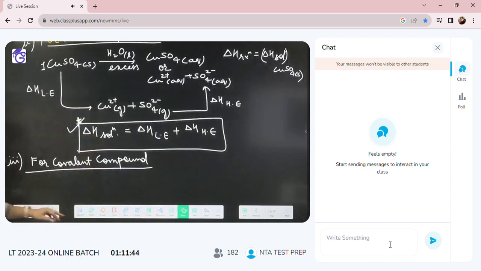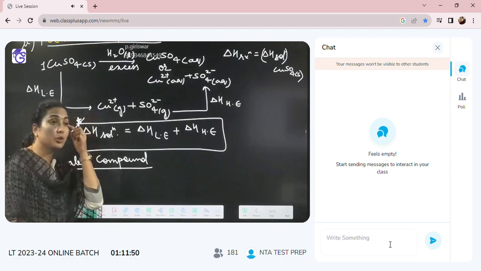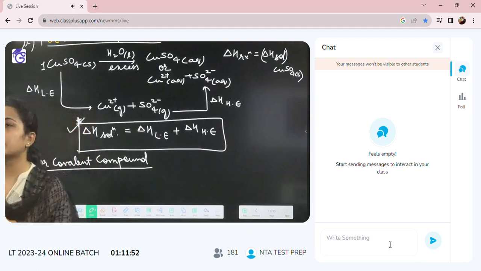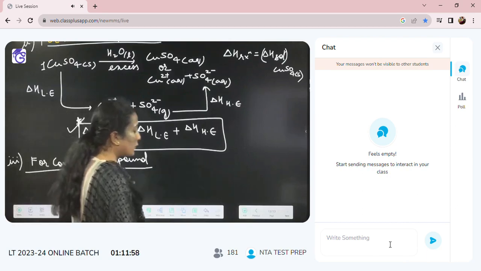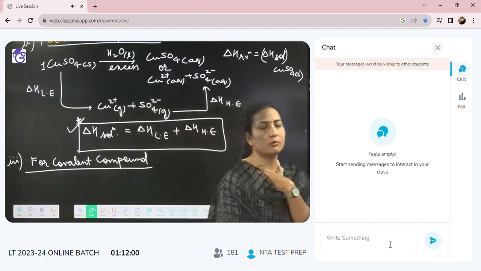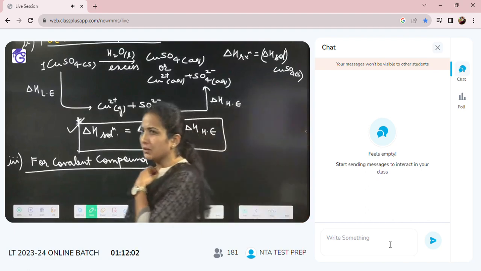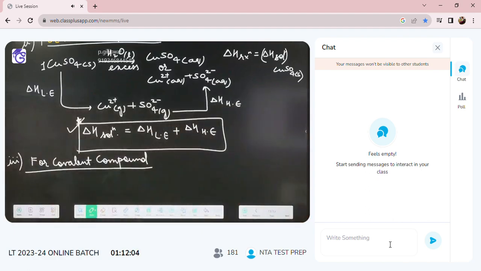Write this down, everyone. And here, when I ask you this enthalpy of solution, will it be positive or negative, or it could be both? Delta H of solution, will it be always positive, always negative, or could it be either? It depends on something. What does it depend upon?